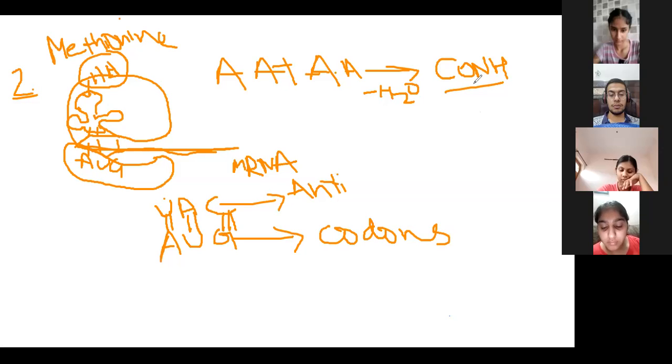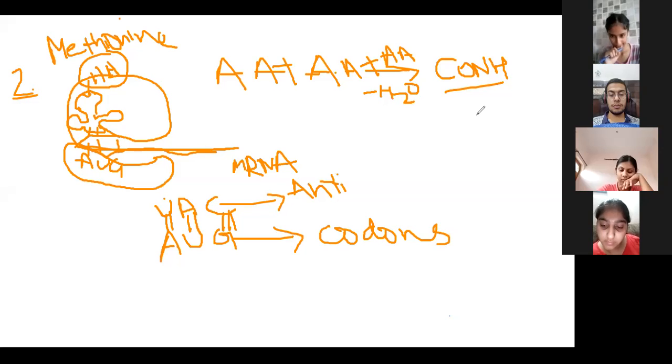When this is one peptide which is formed by joining two amino acids, if there is a third amino acid also joining here, then what will happen bachche? How many peptide bonds will be formed? If we are joining 2 amino acids, 1 peptide bond is formed. If we are joining 3 amino acids, how many peptide bonds will be formed? 2. If we are joining 4 amino acids, how many? 3. We are joining 5 amino acids, then how many peptide bonds are formed? 4.